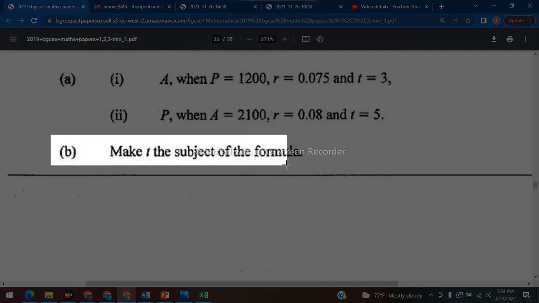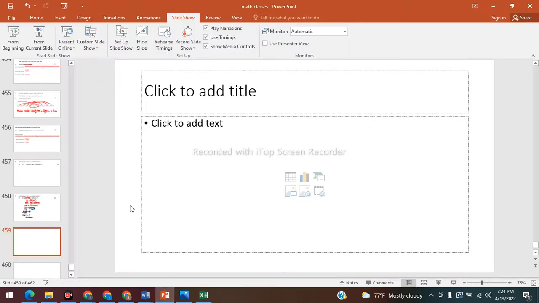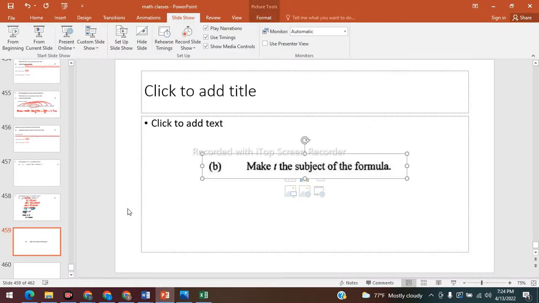Okay, so make T the subject of the formula. Oh, this is going to be a good one. I want to see if we get this. Make T the subject of the formula.